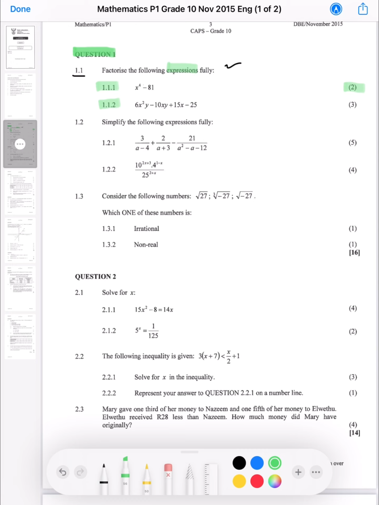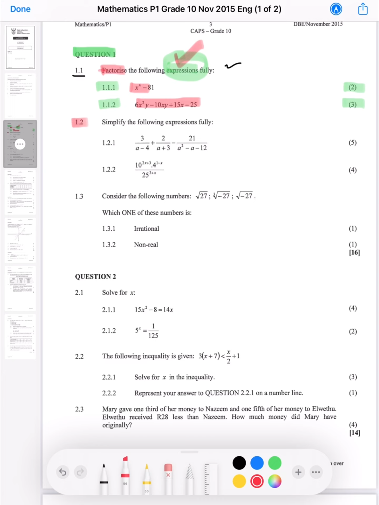Remember, all that you're doing is to factorize, and in this case, this question is allocated 3 marks. Remember, 1.1.1 and 1.1.2 both fall under 1.1, and all that you do is just to factorize. So you need to be careful of these words, guys. This is the word factorize. What are you factorizing? You're factorizing an expression. What is an expression? An expression is a maths problem which does not have an equal sign.